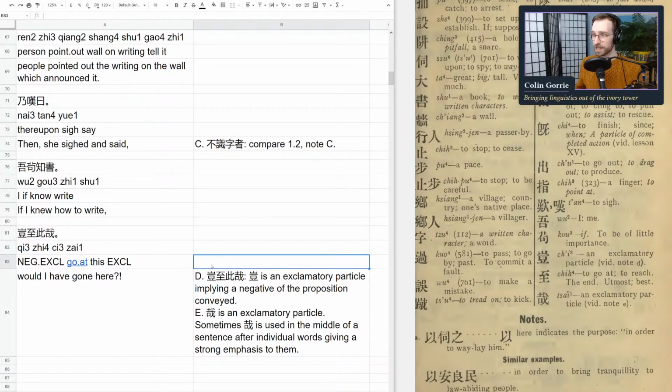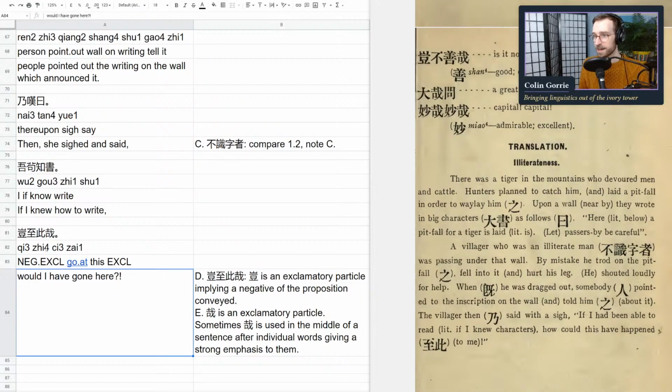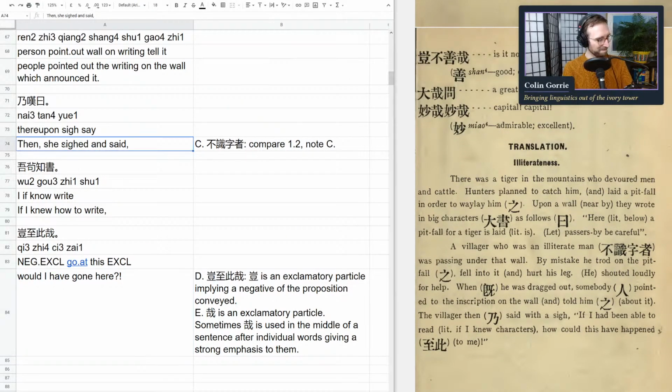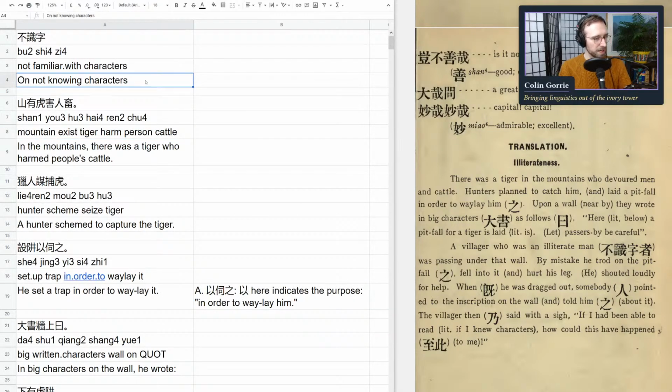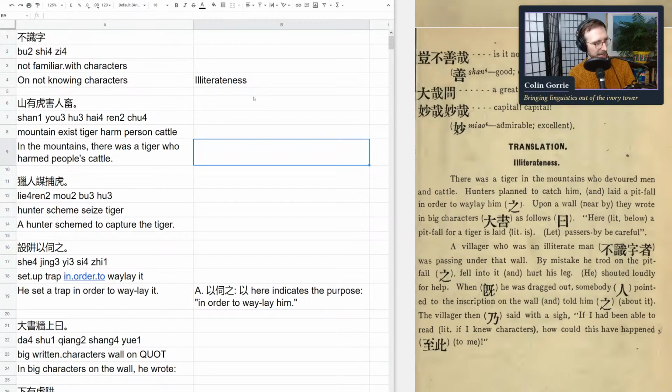Okay, so let's take a look at the translation that Brandt gives and check our work. Yay, okay. So I had on not knowing characters, Brandt gives us something a little more concise, which is illiterateness. Let's write it here so we can compare. Great. There was a tiger in the mountains who devoured men and cattle. In the mountains, there was a tiger who harmed people's cattle.